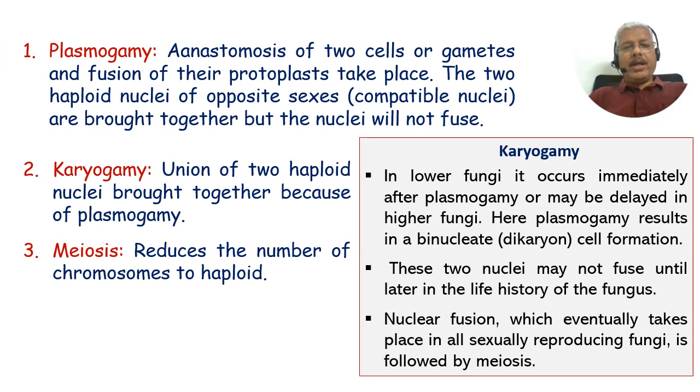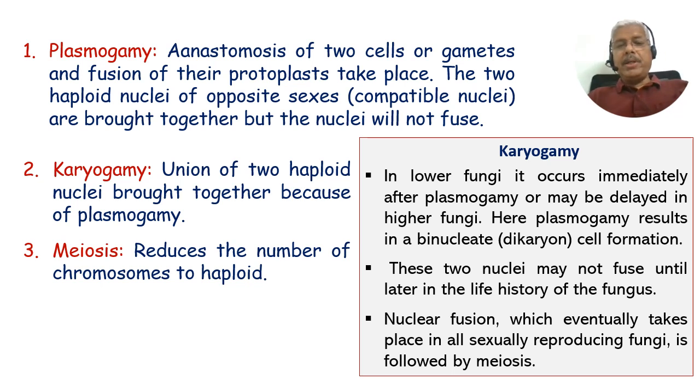Plasmogamy. In plasmogamy, anastomosis of the two cells or gametes and fusion of their protoplasm takes place. In the process, the two haploid nuclei of the opposite sex, that is the compatible nuclei, are brought together, but the nuclei will not fuse. In karyogamy, the two haploid nuclei brought together as a result of plasmogamy fuse. In meiosis, the number of chromosomes is reduced to haploid.